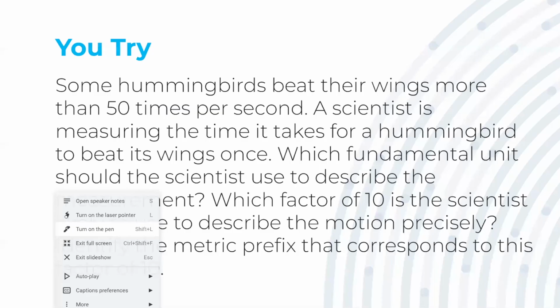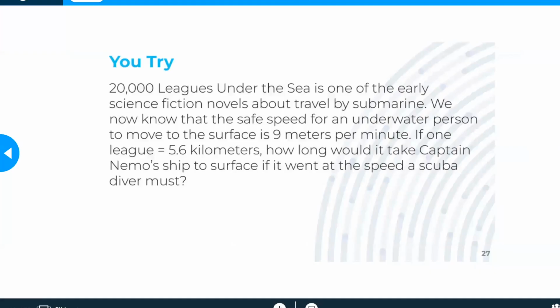Okay, this was a book I read when I was a kid. You may have read it, you may not have read it. One of the first science fiction writers was Jules Verne. He was one of the first people to write speculative science fiction. And he wrote this book called 20,000 Leagues Under the Sea. And it's about travel by submarine.